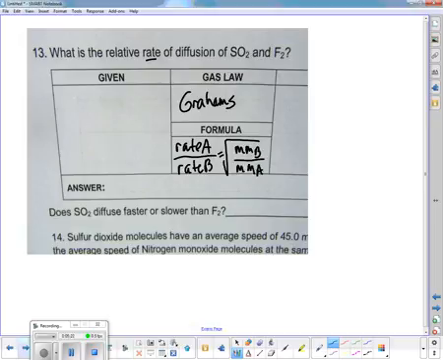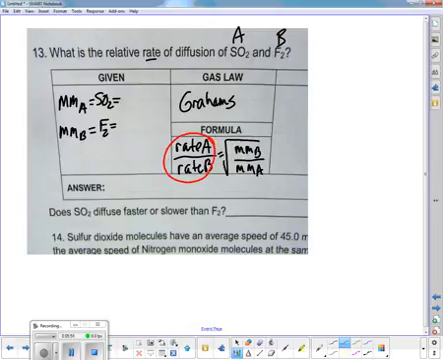I go back up here and I say, okay, diffusion of, this is going to be my A, and this is going to be my B. So whatever I come to first is my A, whatever I come to second is my B. So then I come over here and I say, okay, so MMA is SO2, and I add up SO2 from the periodic table, 1 sulfur, 2 oxygens. And then MMB is fluorine, and I'll add up 2 fluorines. Then I just plug in. I'm looking for this whole ratio right here. When it says relative rate, or it says is this many times, that gives me that whole fraction.